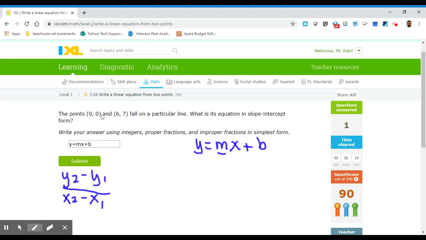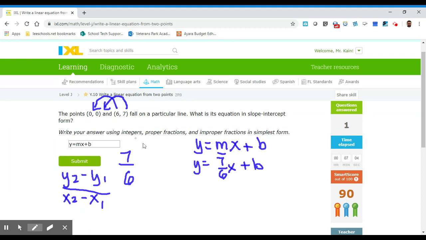So 7 is larger than 0, so let's subtract this way. 7 minus 0 is 7, and 6 minus 0 is 6. So our slope is 7/6. So let's plug that into our equation. So y equals 7/6 x plus b. Now this would be a lot harder if we didn't have these zeros.